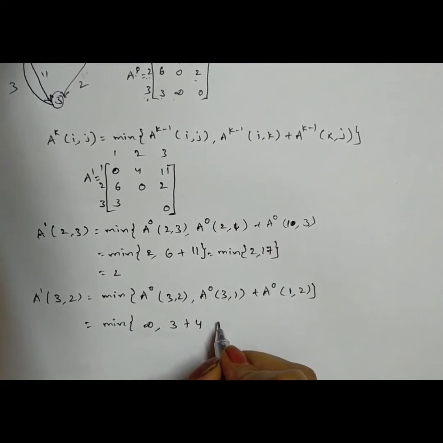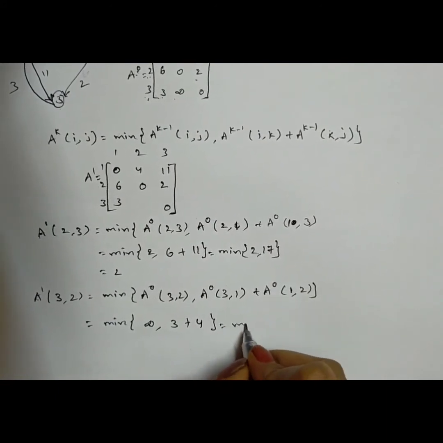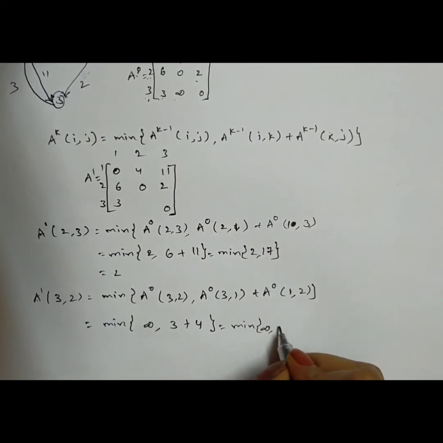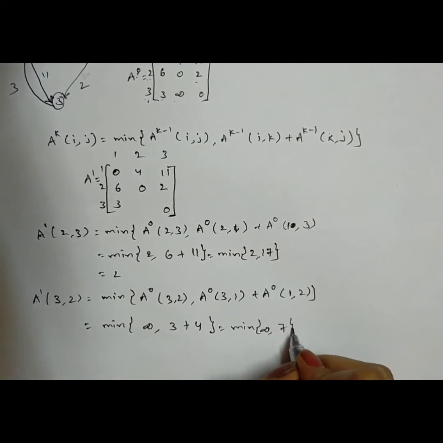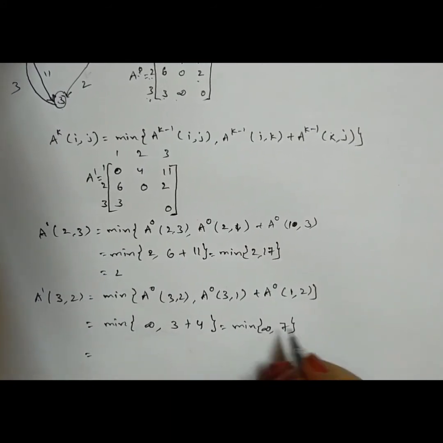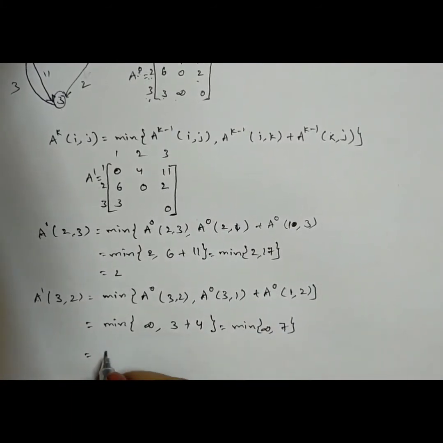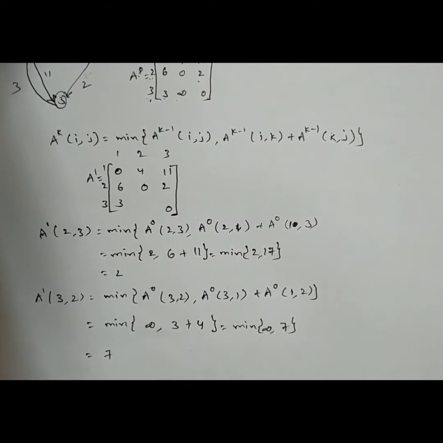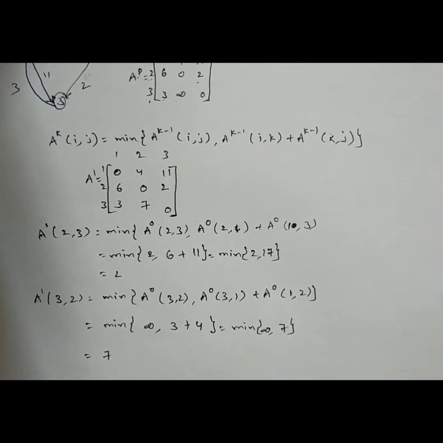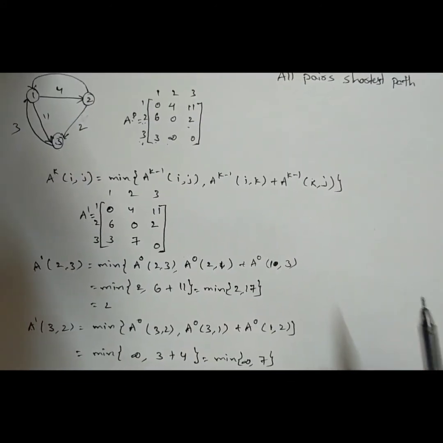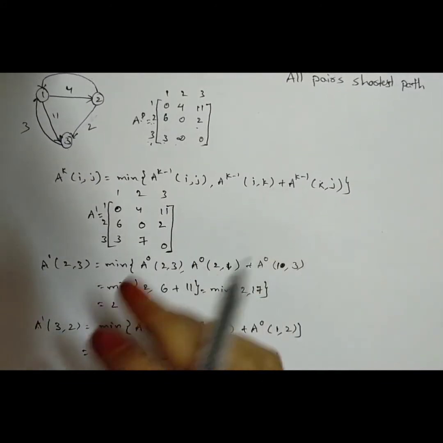Okay, so minimum of infinity, 7. So infinity is greater than 7. So as we are considering the shortest distance, we will take the value of 7. Okay, we will fill the value 7 in this matrix. Now you need to find the shortest distance from vertex 2.